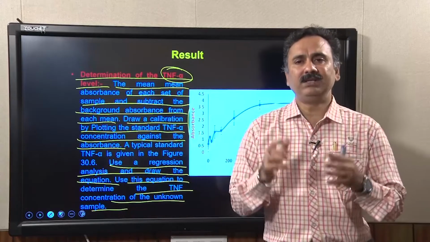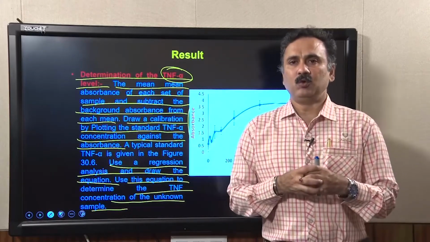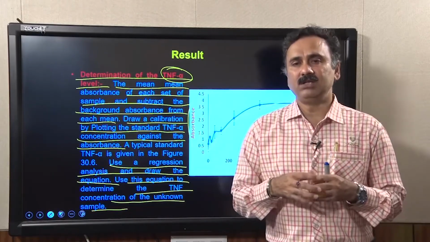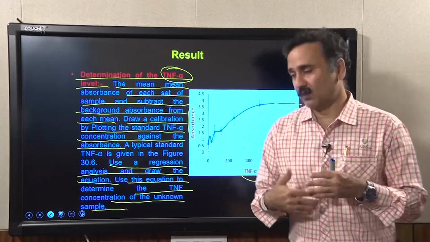So, this is all about the sandwich ELISA to determine the level of antigen in the patient sample or the biological fluid.